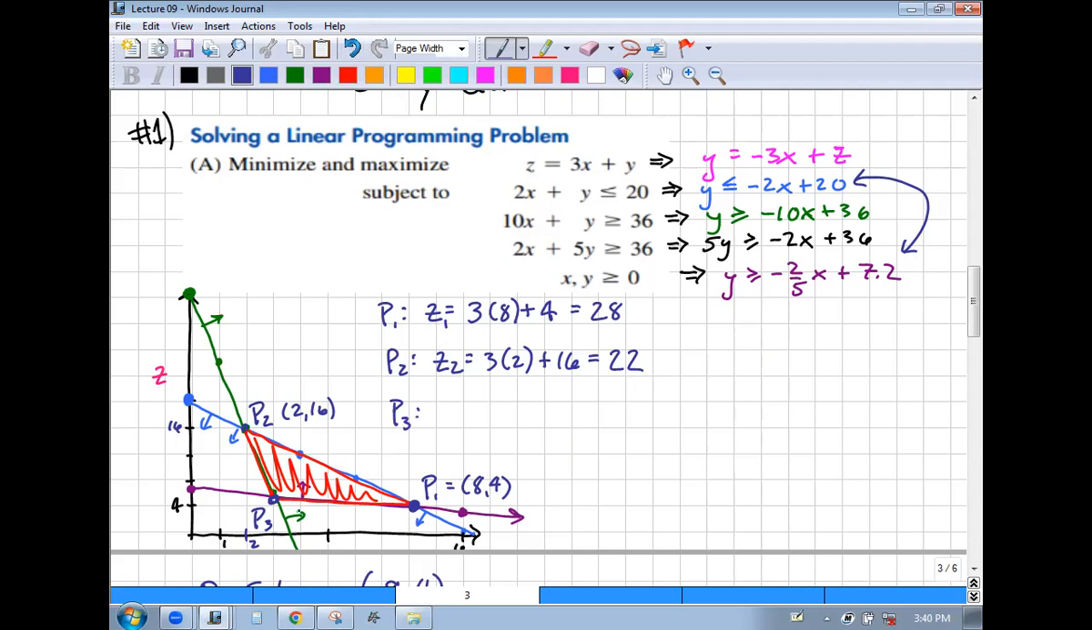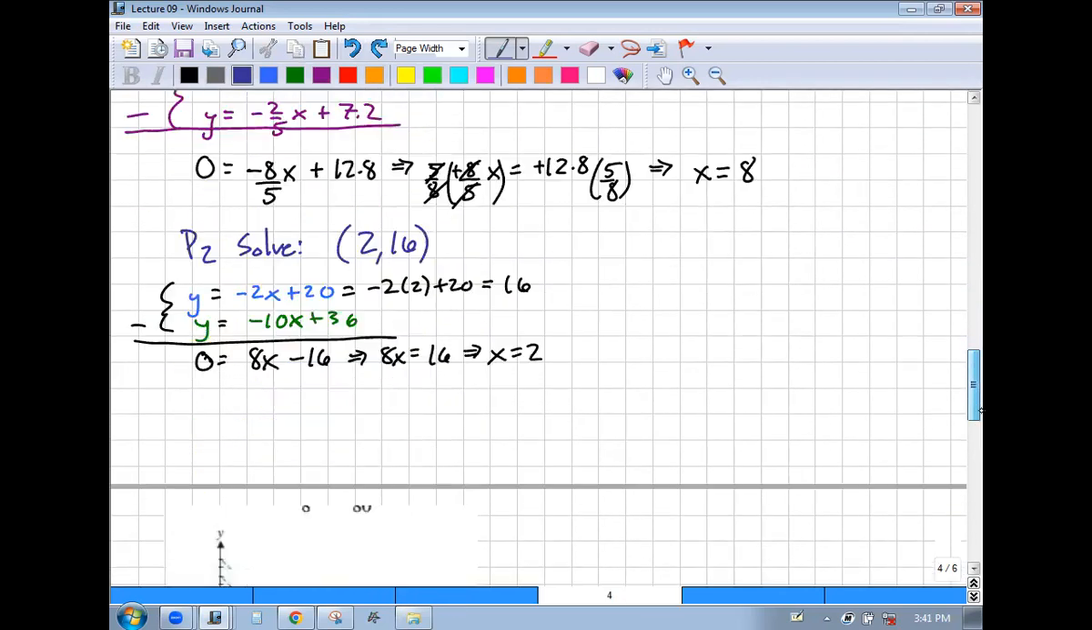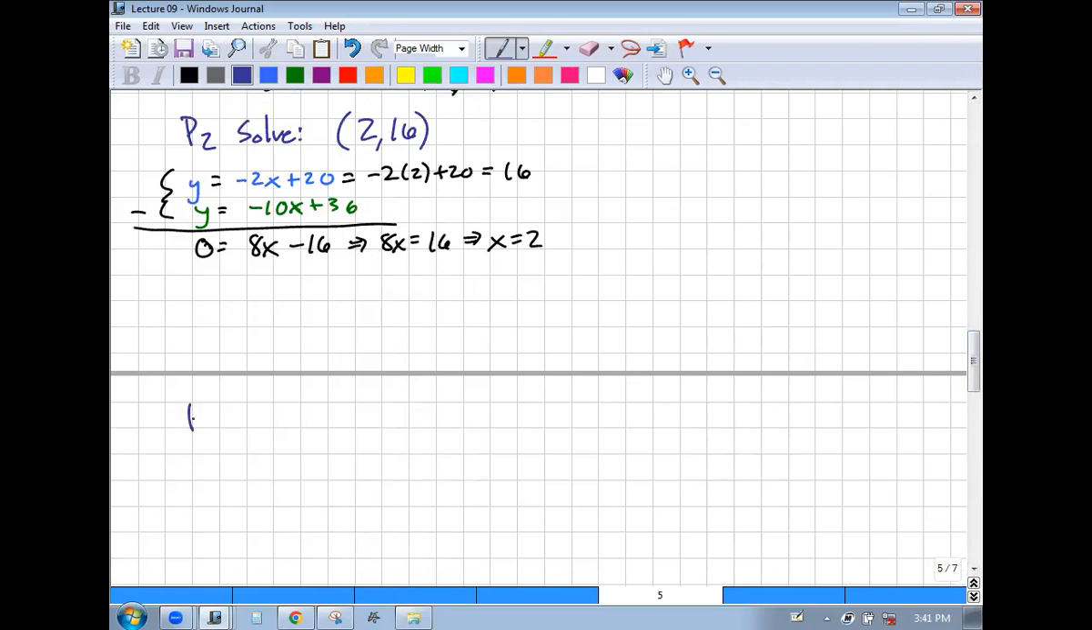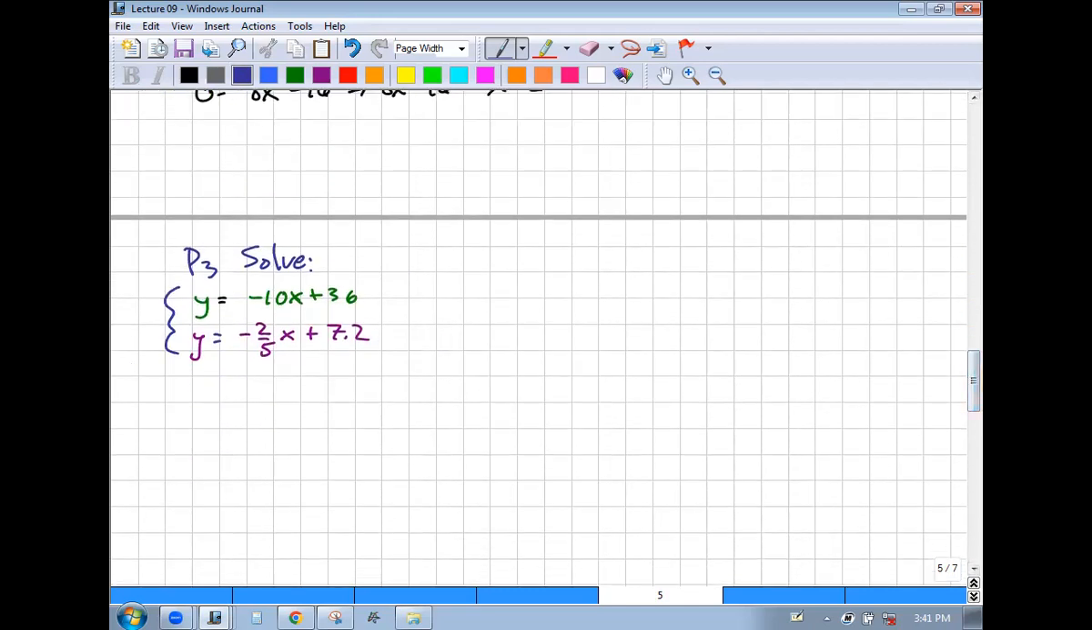What is P3? Well, I can't really figure it out by looking at the graph, but it is where the green and the purple intersect. So we need the green and the purple. Let's figure out where those are intersecting. Okay. There's the green. I already have the green down there, don't I? Green and purple. So let me get some more space here. P3 solved. There's the purple. Here's the green one. And again, we're treating them like lines. Okay, we need to figure out what they intersect. So we'll do elimination again.